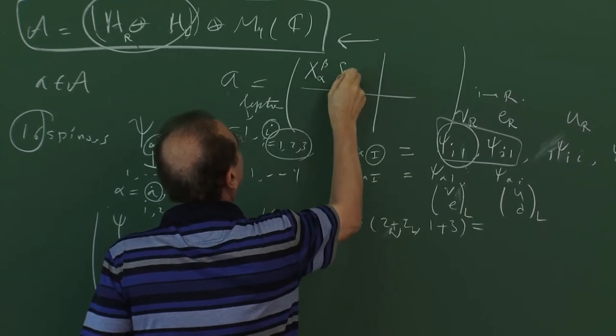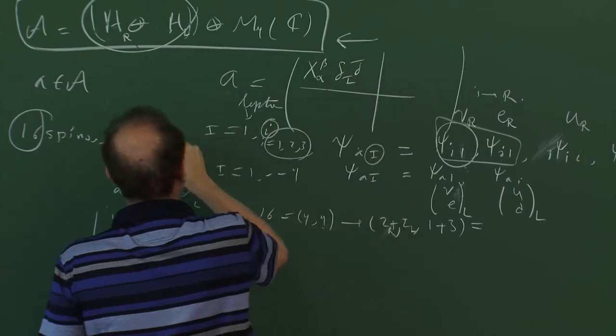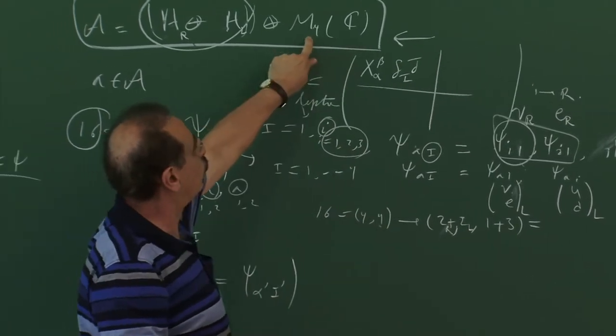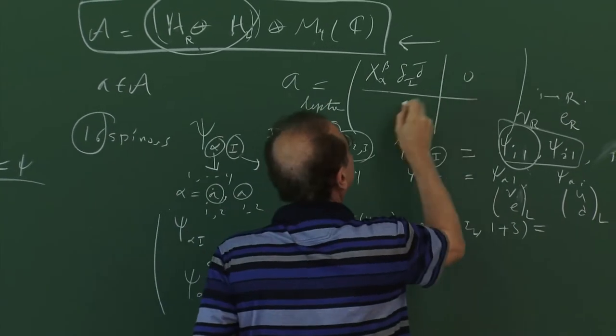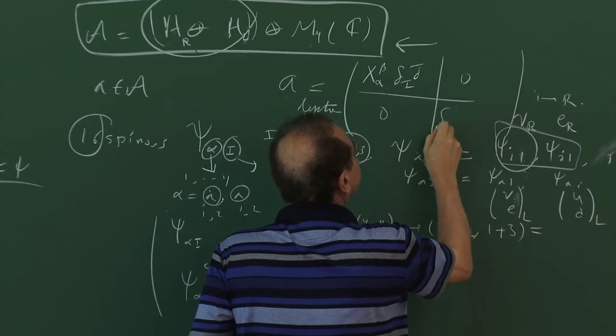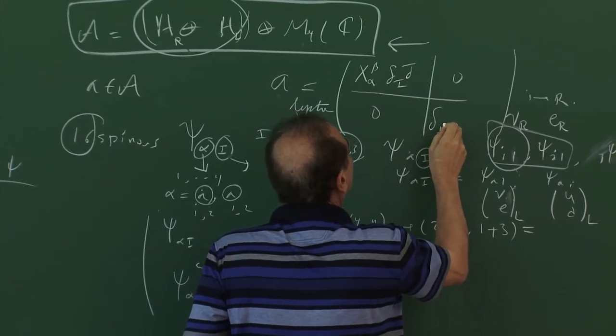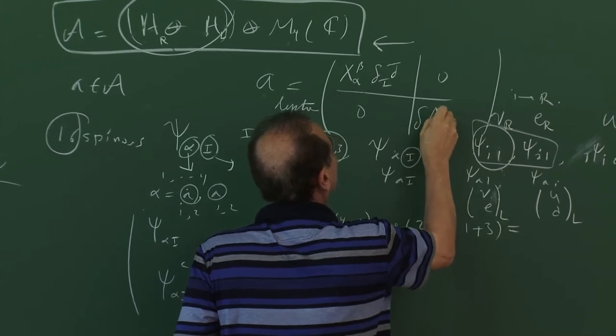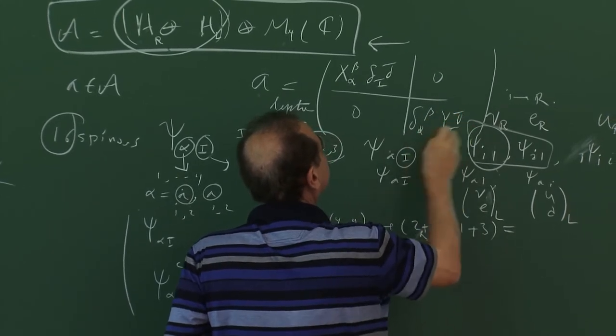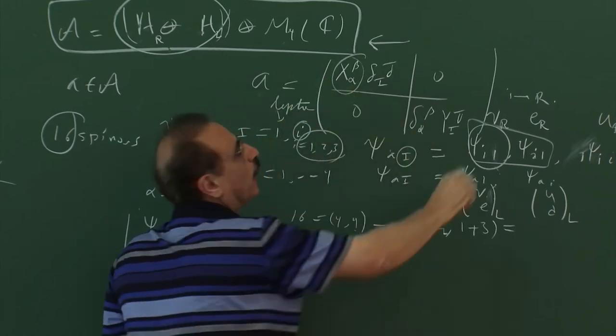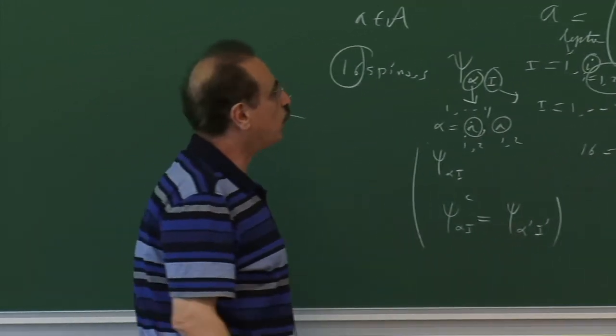Remember, this belongs to the second guy, to M4 of C. So it is something like this. And this is delta alpha beta. And this is likewise IG. So you see actually how an element of the algebra is satisfied.